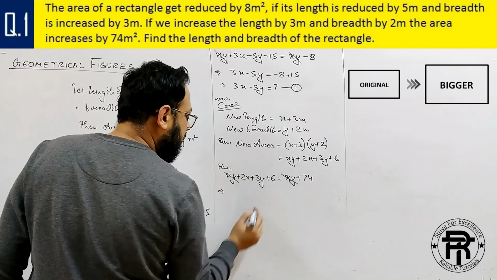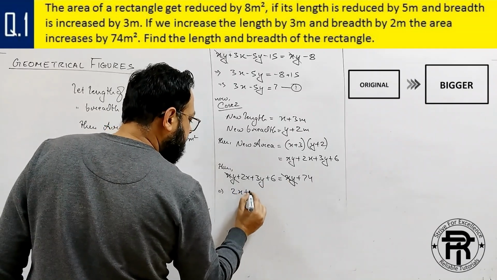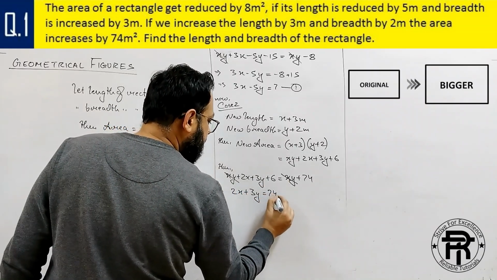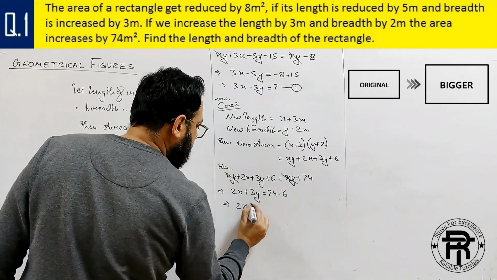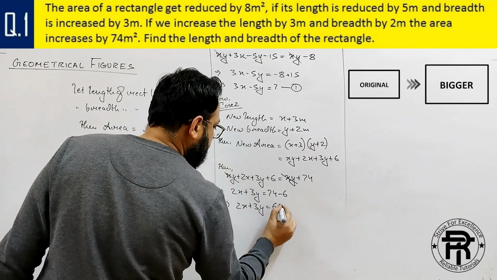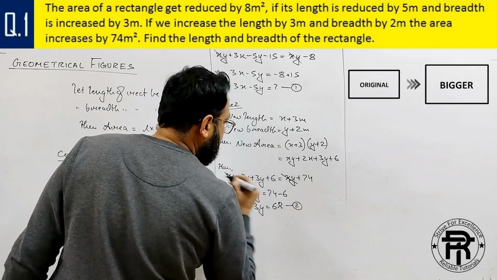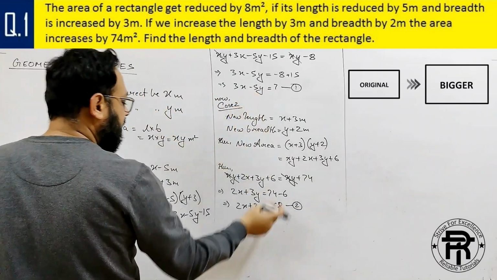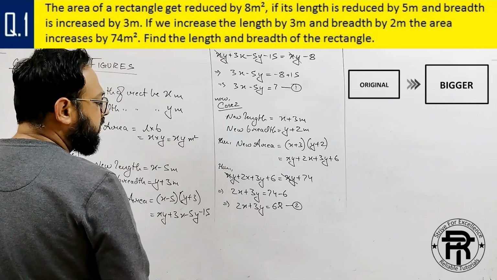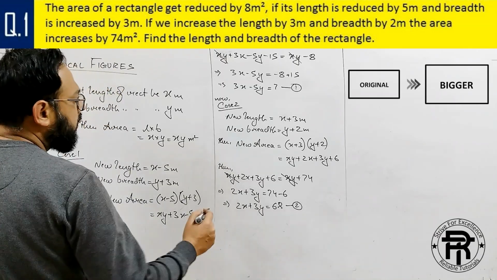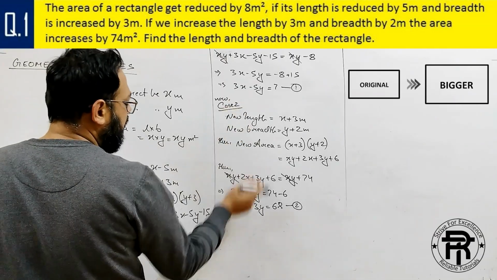Again xy and xy is going to get cancelled. 2x plus 3y is equals to 74 minus 6. 2x plus 3y is equals to 68. Second equation: 2x plus 3y is equals to 68. Now let us simply solve this, eliminate x.